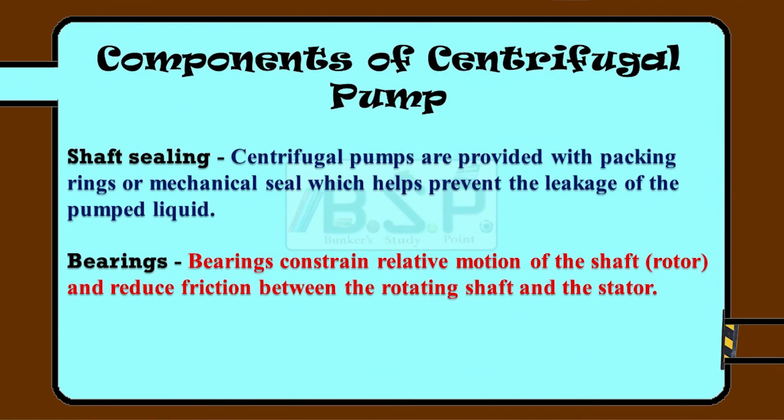The next component is shaft sealing. Centrifugal pumps are provided with packing rings or mechanical seal which helps prevent the leakage of the pumped liquid. The last one is bearings. Bearings are provided between the shaft and impeller to reduce friction between the rotating shaft and the stator.